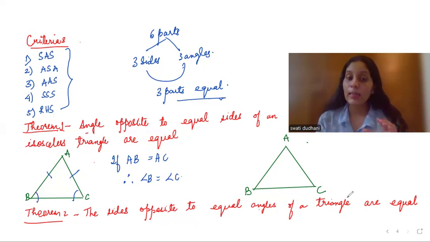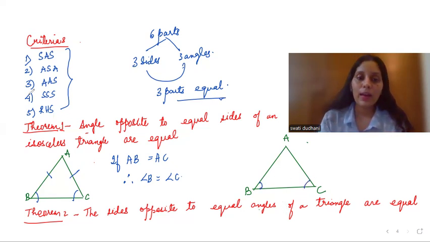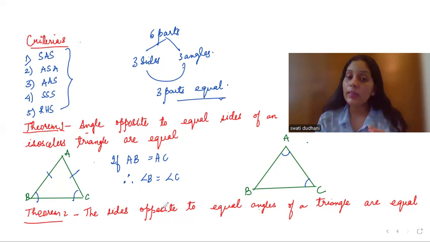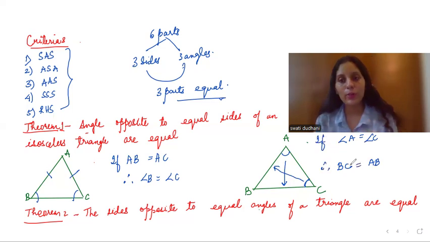Now, the converse of it is: the sides opposite to equal angles of a triangle are equal. In this case, we are given that two angles are equal. Let me take other angles. Let's say these two angles are equal this time. Firstly, let us find the sides that are opposite. What is the side opposite to angle A? It is clearly BC. And what is the side opposite to angle C? If I put an arrow mark, it falls on AB. So if angle A is equal to angle C, then BC will be equal to AB.